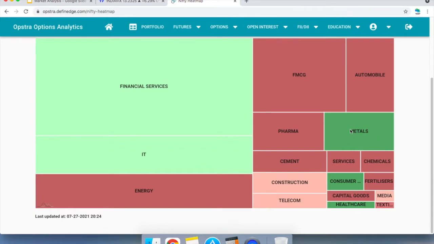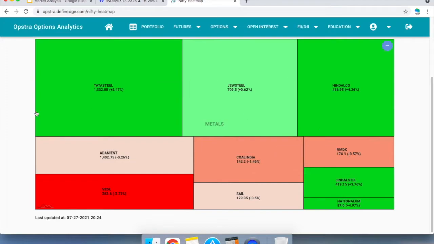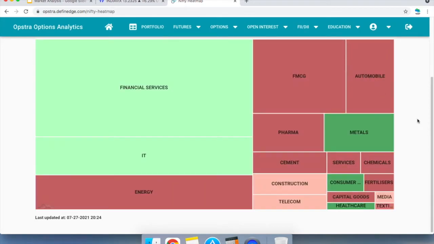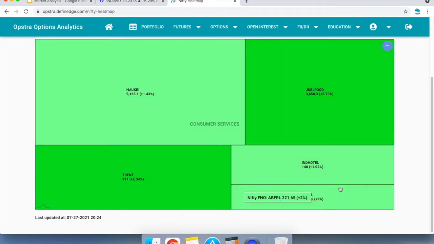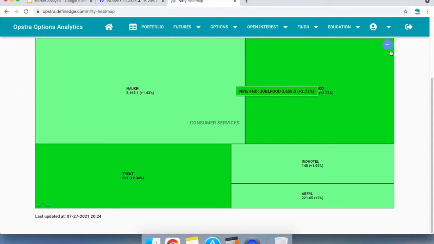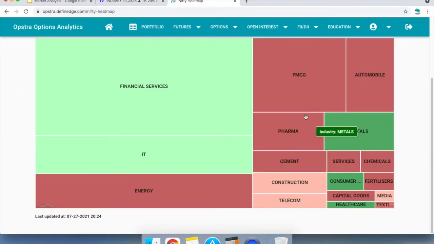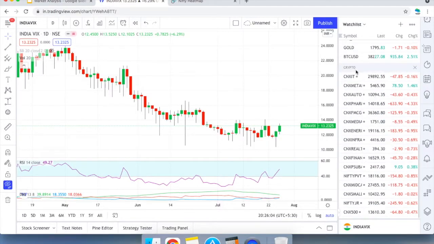Metals performed today. Tata Steel and Hindalco and Jindal Steel, and all metals except for Vedanta, every metal stock performed. So the metals did well today. Consumer durable and FMCG also seem to have performed, with Jubilant Food and Trent performing. So basically the buying has happened in these areas. In IT, there is consistent buying that is happening. Metal seems to be moving a little up. Let's look at the charts of this and see if we can study something.